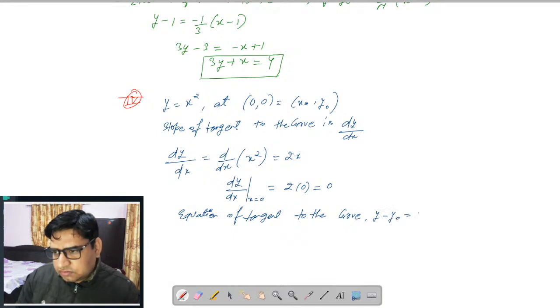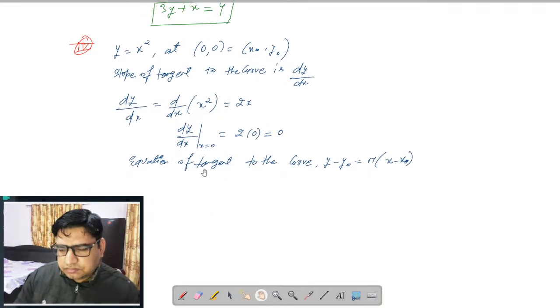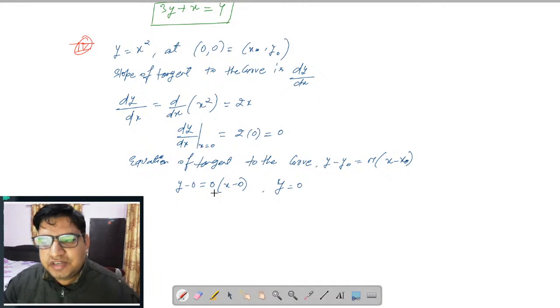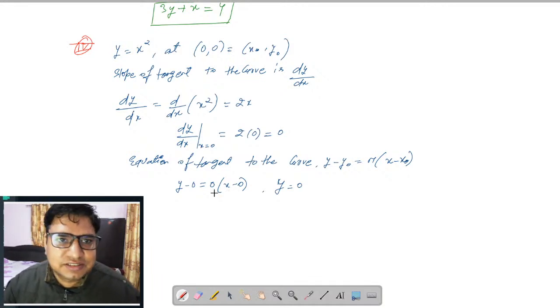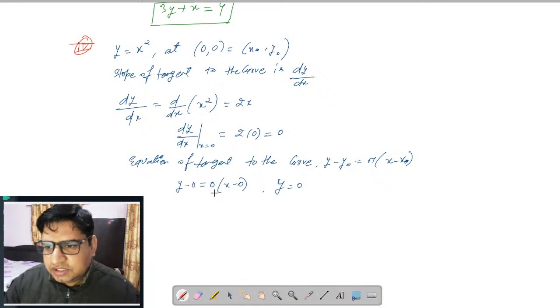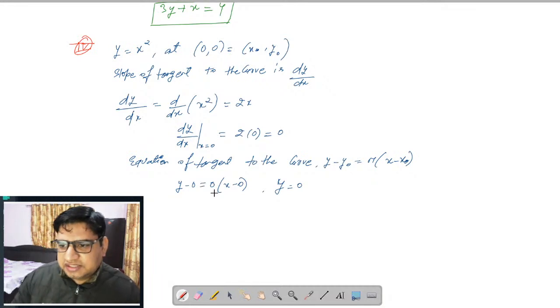y minus y naught equals m times (x minus x naught). Okay, so what will we do in this? We'll simply write down y minus 0 is equal to 0 times (x minus 0), so that is y is equal to 0 only. Okay, so at this point the slope of the tangent, the equation of tangent to the curve is y is equal to 0, which is the x-axis. Okay, so this is a square function, so the tangent to the curve will be the x-axis here.